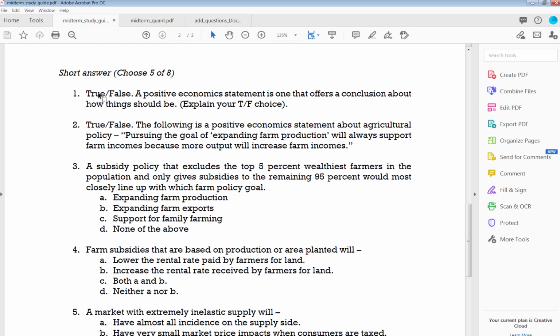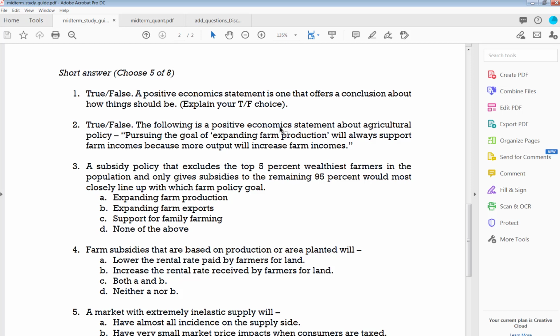It's possible you pick true, but have an explanation that corrects yourself, and you lose very little credit for something like that. So short answer questions are a way to test definitions of things we've talked about in class. True or false, an application of something like a definition for positive versus normative statements.